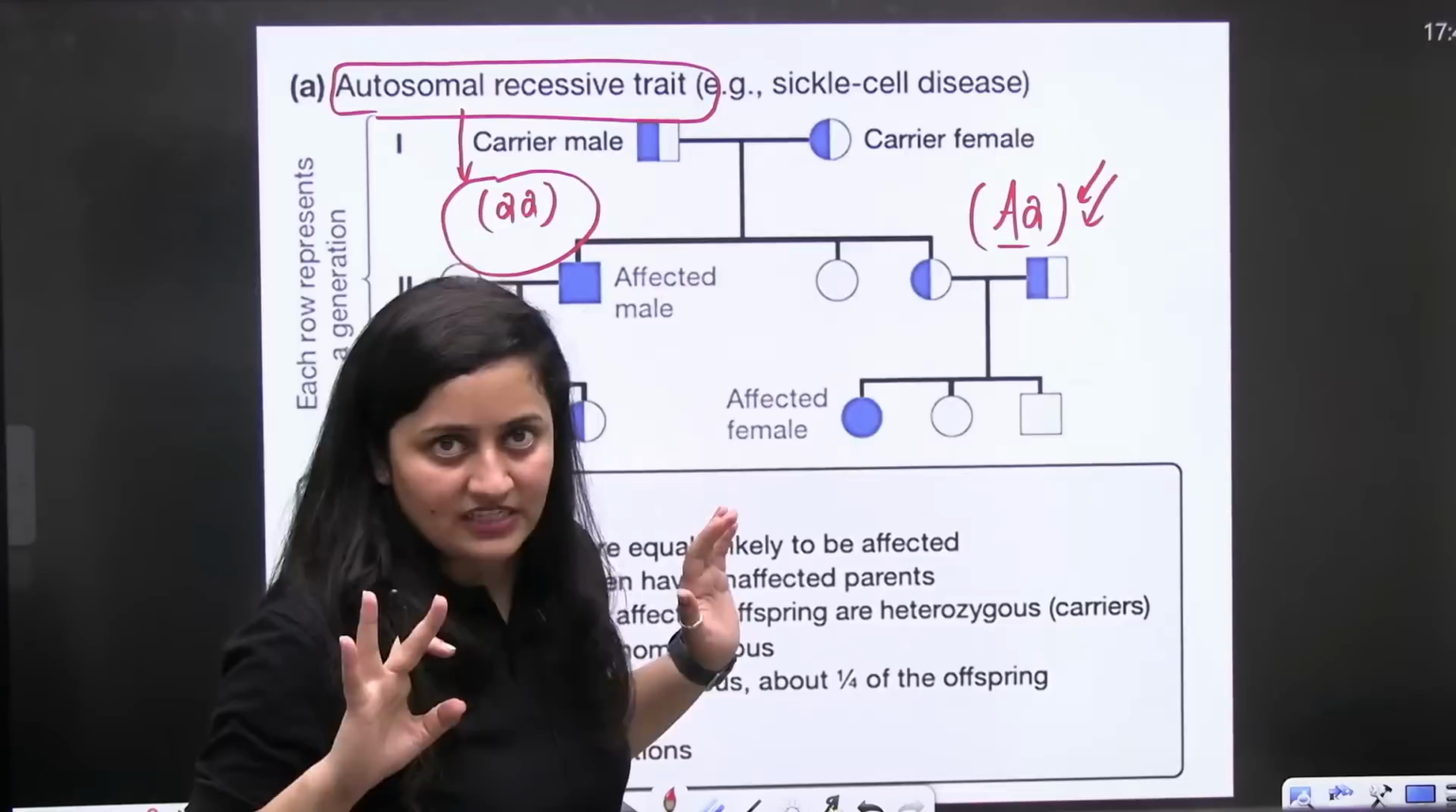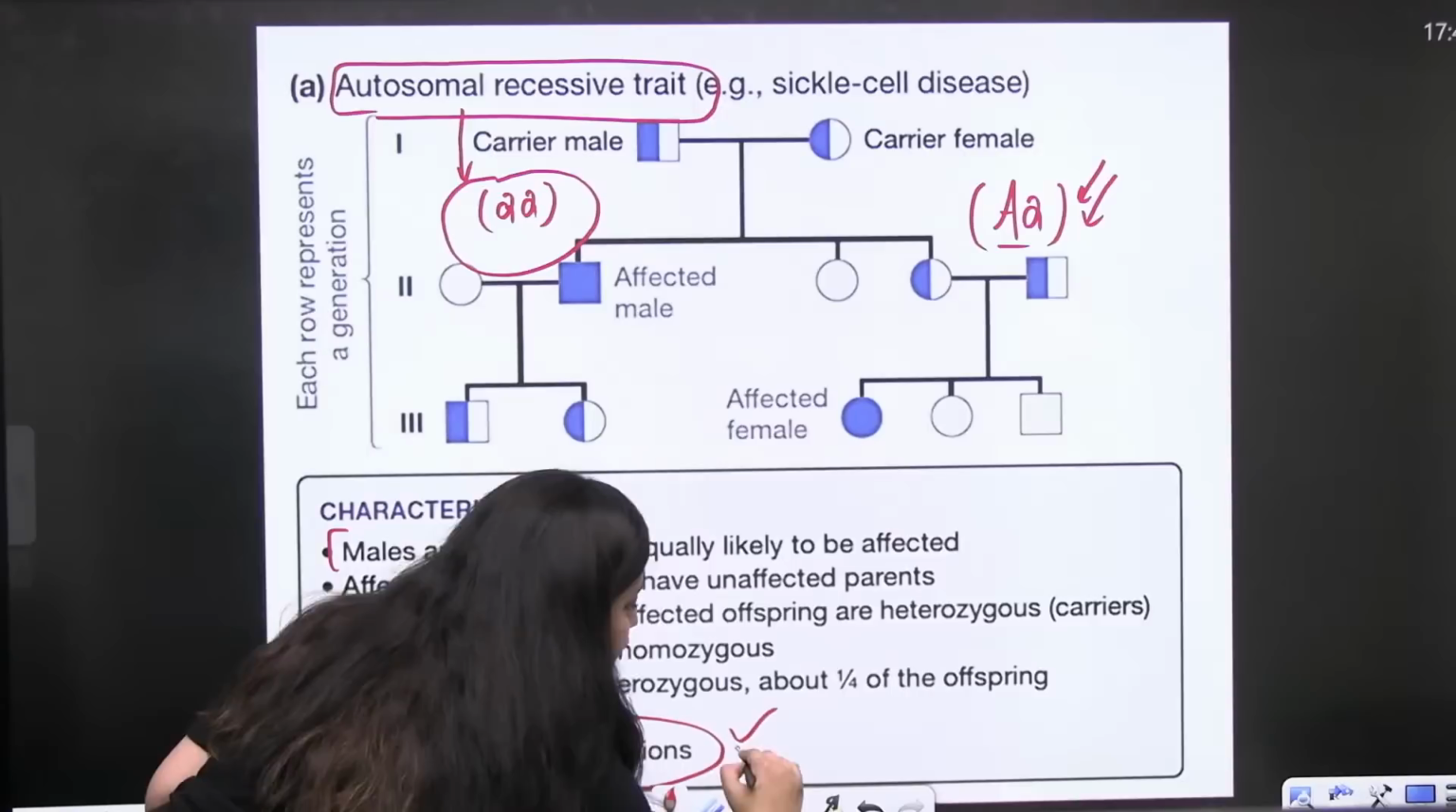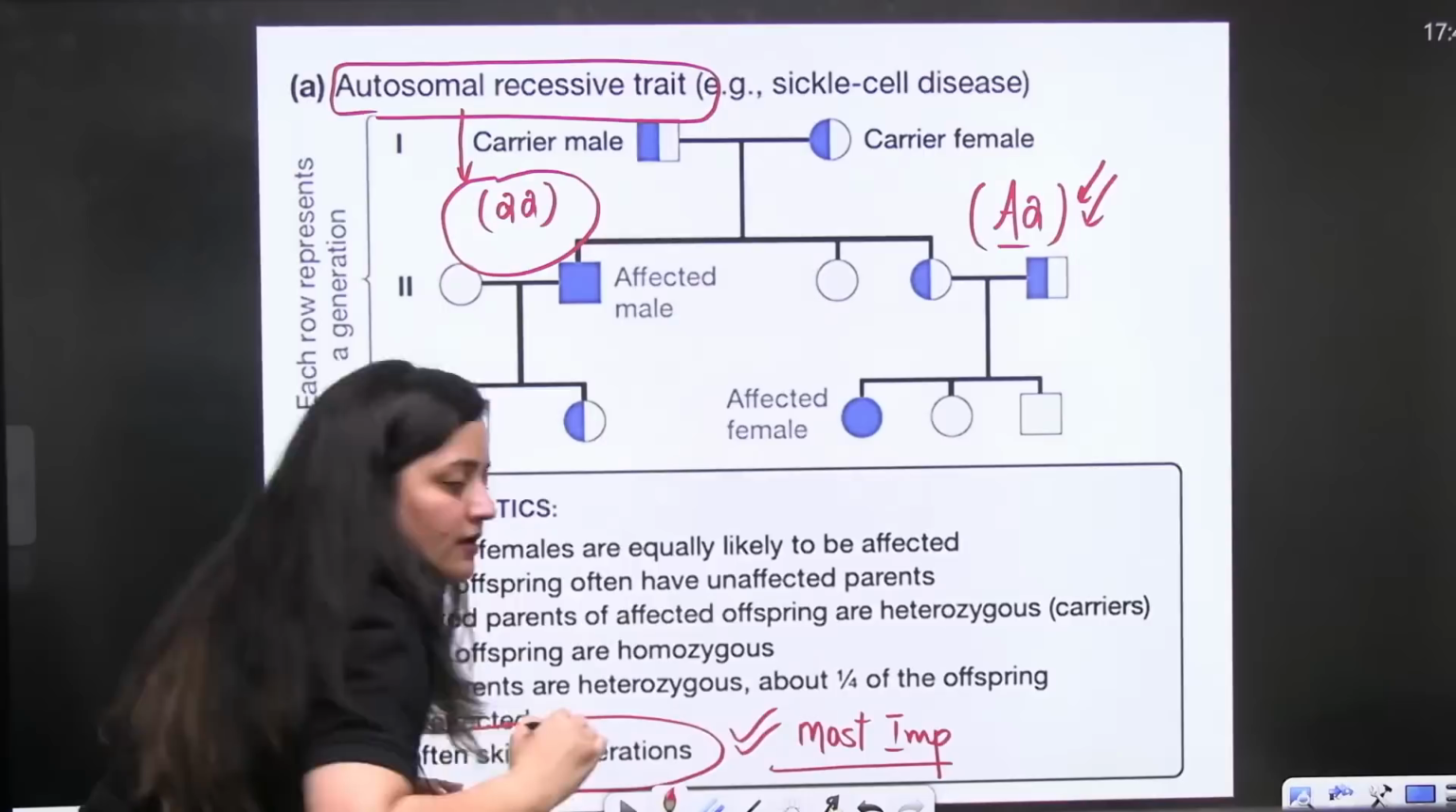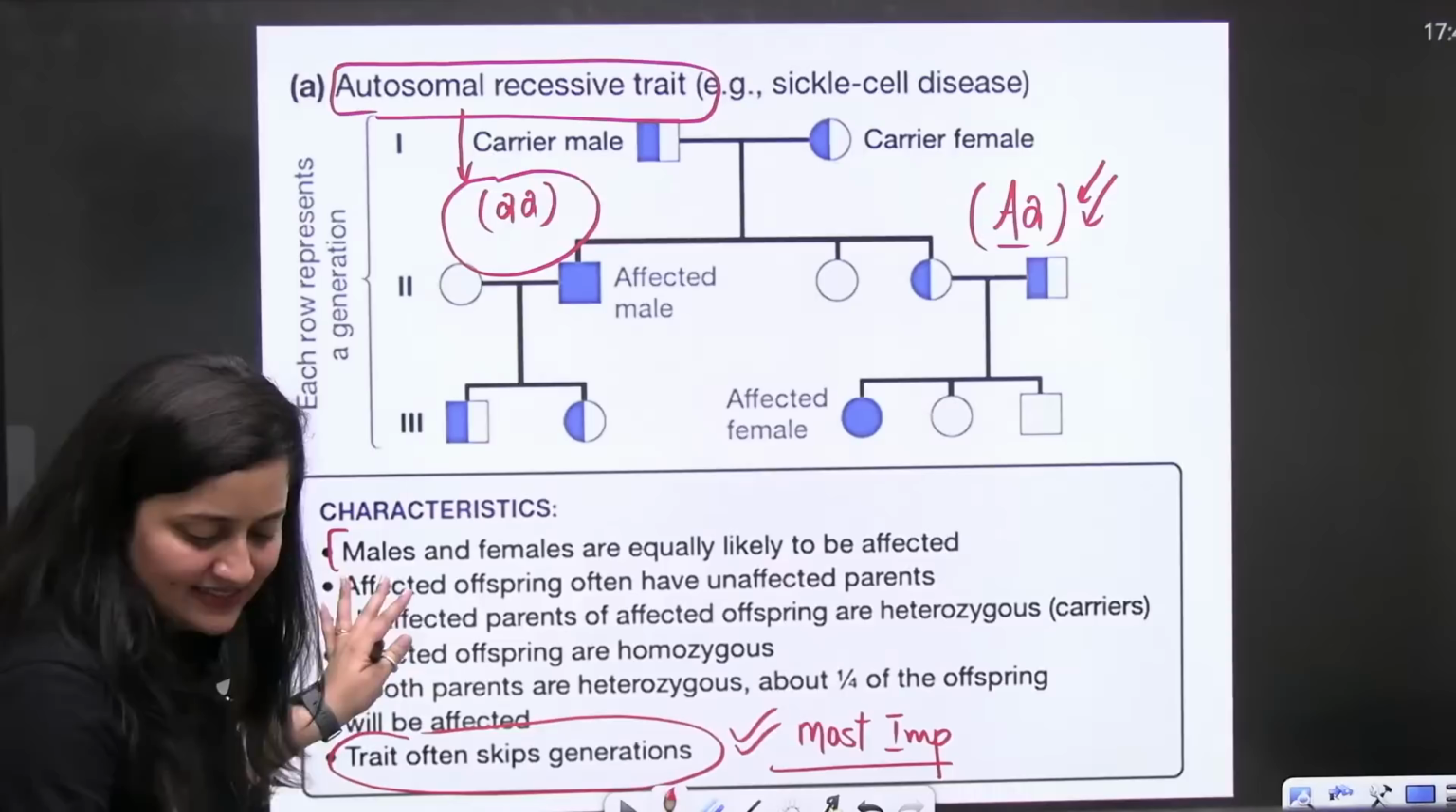So, the very first point here is this trait often skips generation. Very important point. It's the most important point. Okay. Clear? Is that clear?